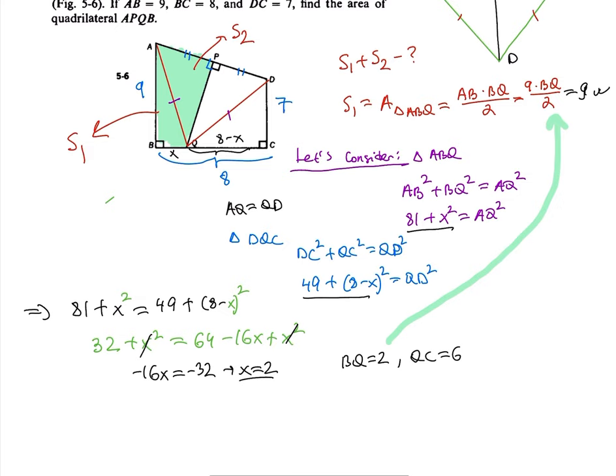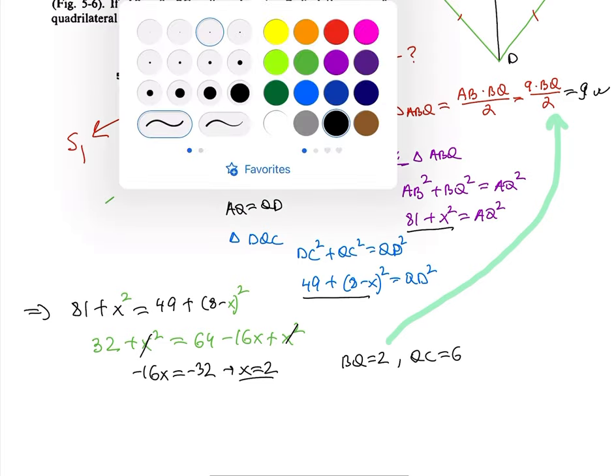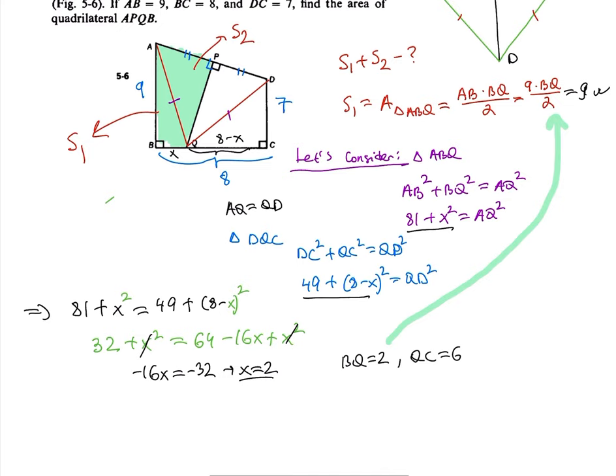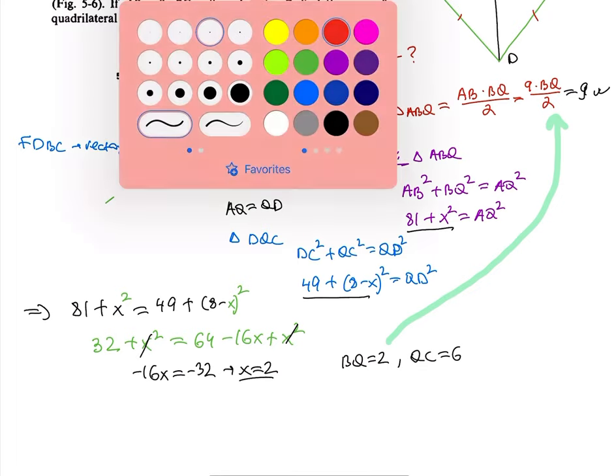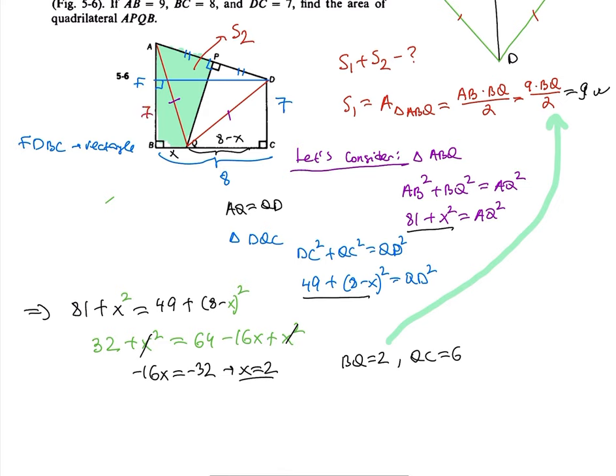And okay, let's think. I need to draw some extra drawings. What I can do is draw a perpendicular, which is parallel to the BC. So this is the step. If I draw some perpendicular, and okay, let me remove this one. And if this is, let's say, DF, we see that since FDBC is a rectangle, it means that FB is 7 and AF is 2.